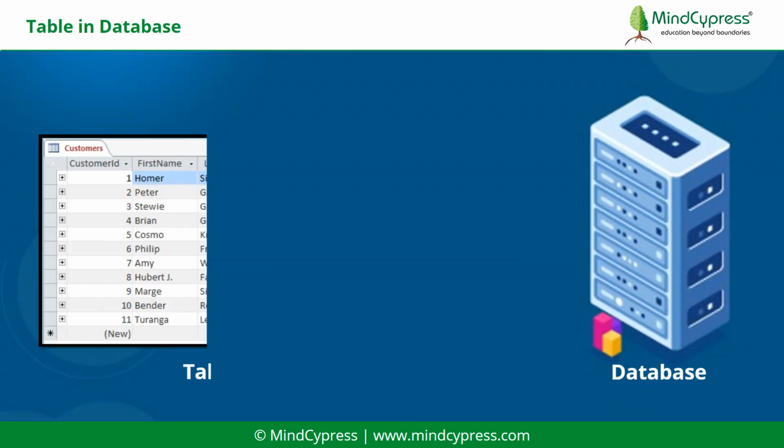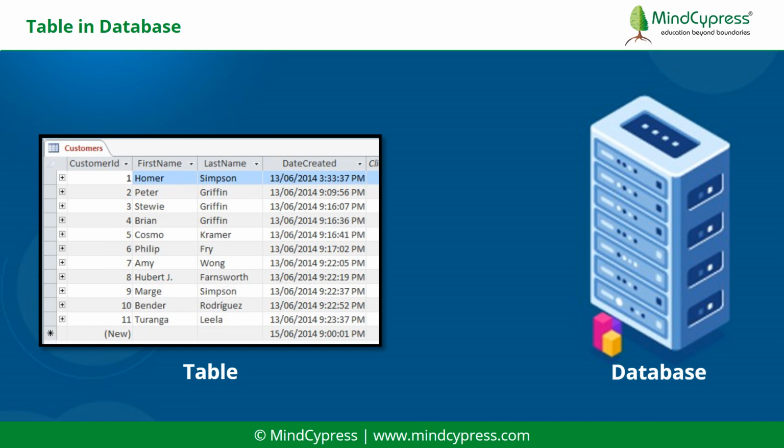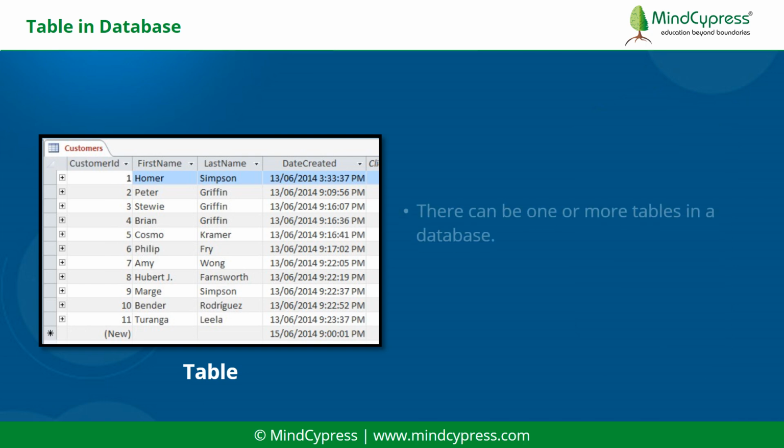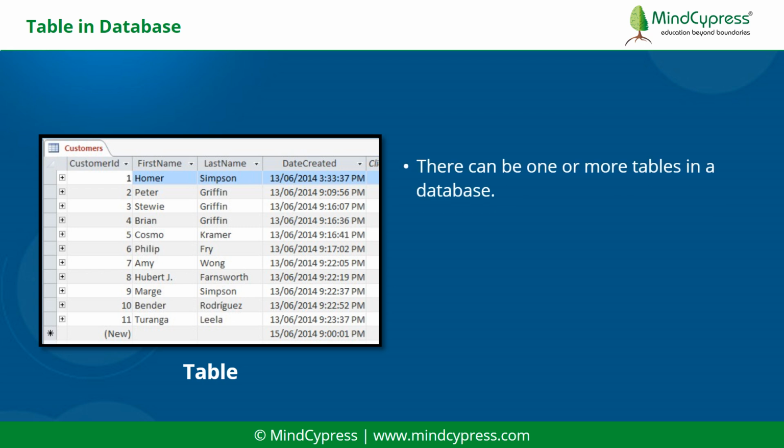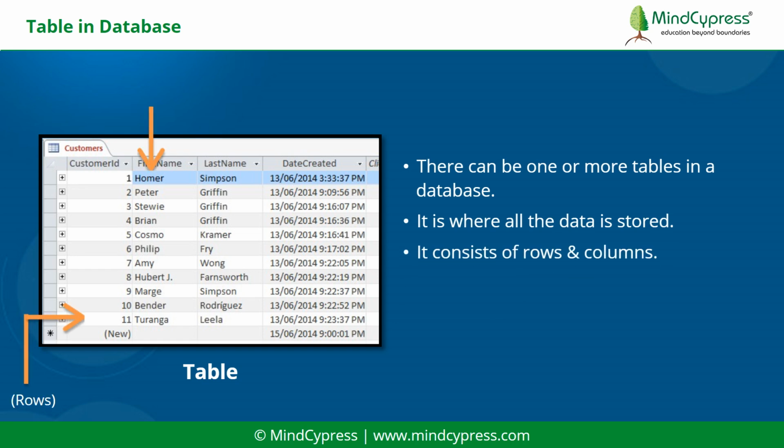Now we will discuss tables and databases. There can be one or more tables in a database. It is where all the data is stored. It consists of rows and columns. Columns represent attributes of the entity.